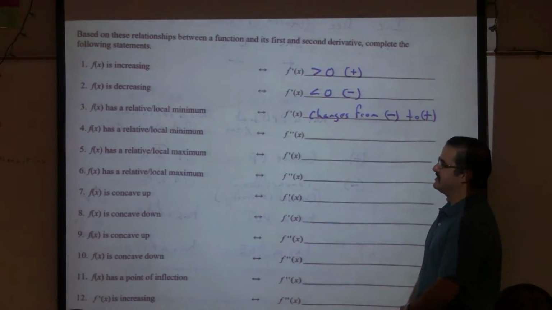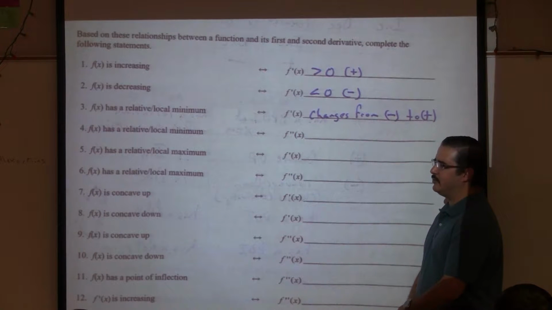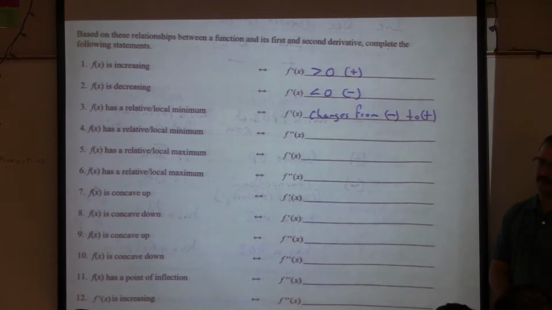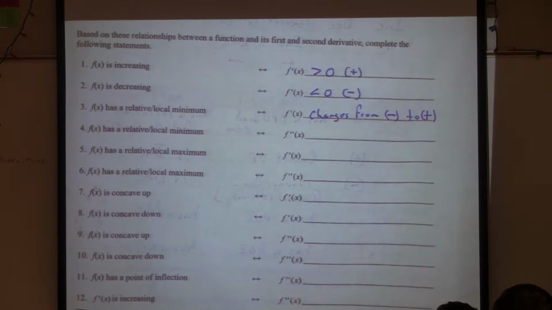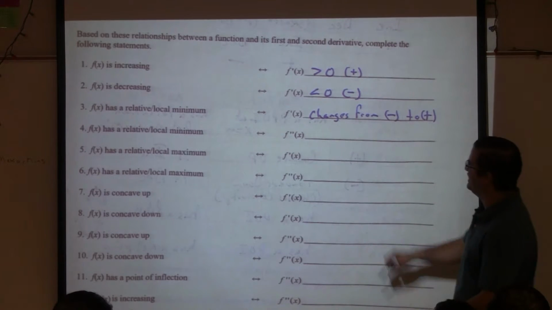If the original function has a relative or local min, then what's happening with the second derivative there? The second derivative changes from positive to negative at the point. It has a point of inflection?